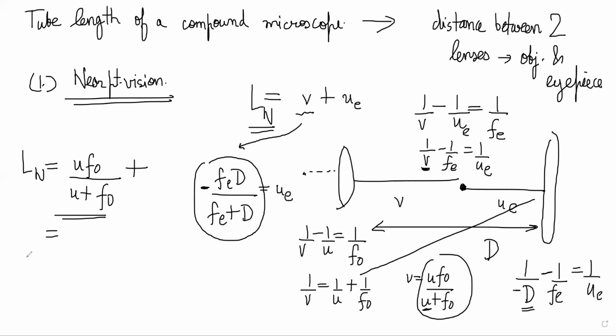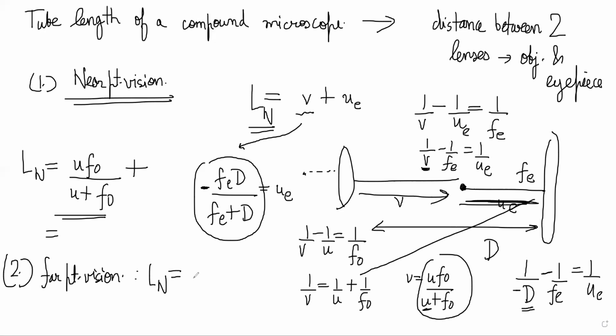And in the case when you are doing far point vision, this UE has to be the focal length FE. The V remains unchanged. So the far point vision length of the tube will be V plus FE. Okay, so that is about your compound microscope. I don't think anything else is important here. Then we can look at the telescope now.